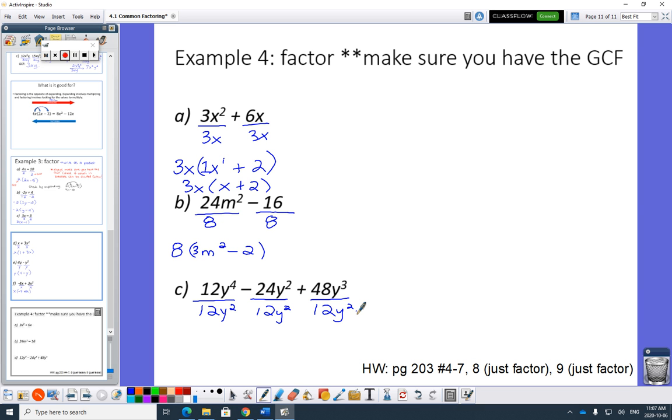Okay, it's going to work out nicely. We don't want y to the negative 1 or anything like that. It has to be nice, whole numbers. Okay, so 12 divided by 12 is 1. Whether you write the 1 or not is fine. Y to the 4 divided by y to the 2 is y to the 2. 24 divided by 12 is 2. Y squared divided by y squared gets you y to the 0, which turns into 1. 48 divided by 12 is 4. Y cubed and y squared, 3 minus 2 is 1.